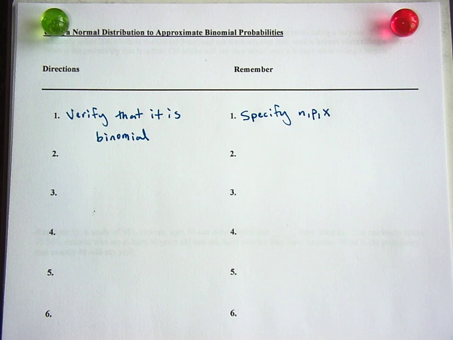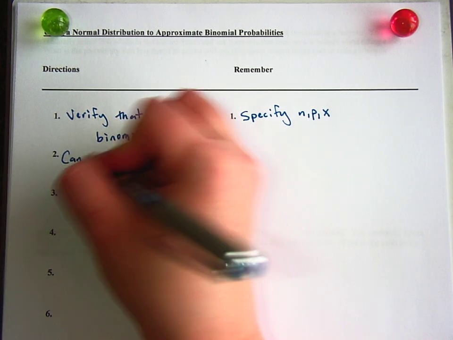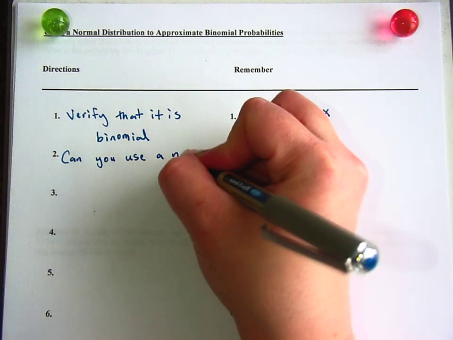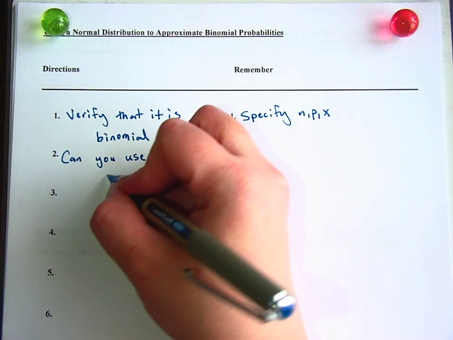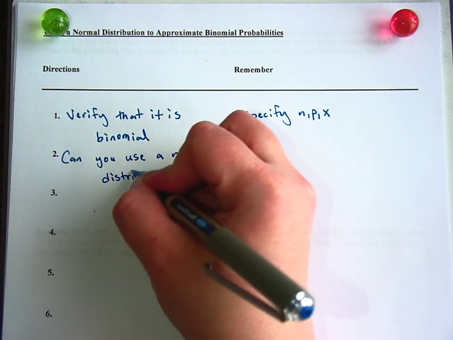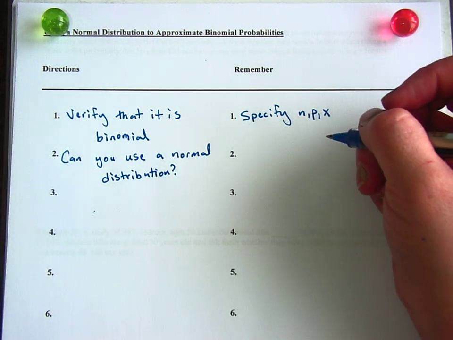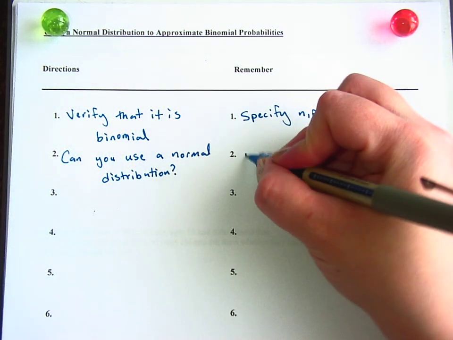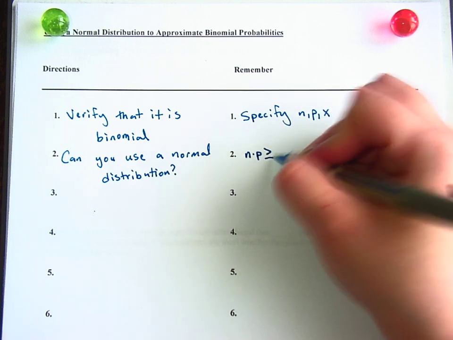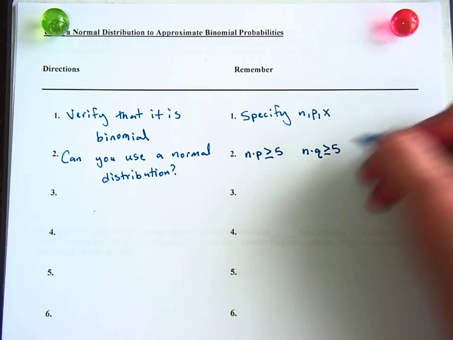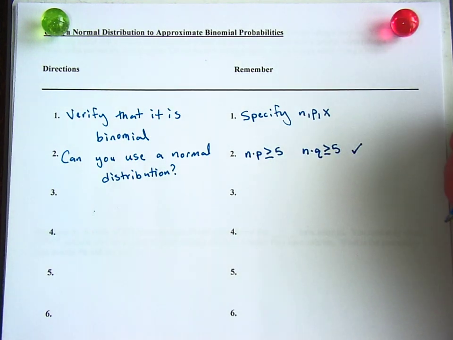All right, next you need to determine whether you can use a normal distribution. So can you use a normal distribution? The thing that tells you that is you check and see if n times p is greater than or equal to 5, and if n times q is greater than or equal to 5. And if that's true, then you're good to go.